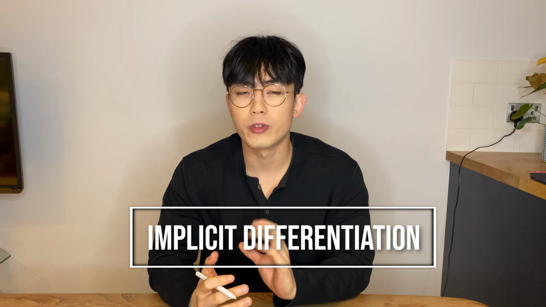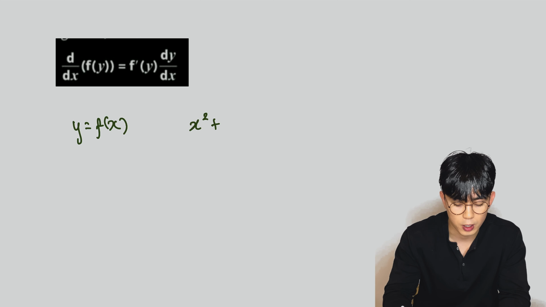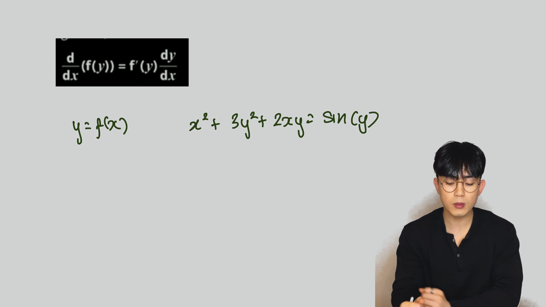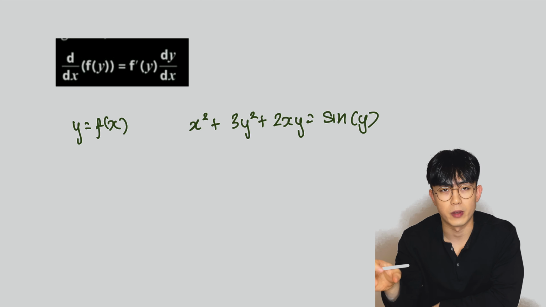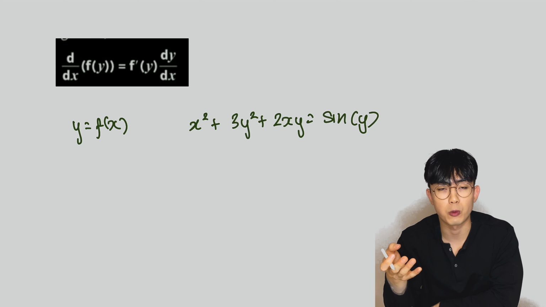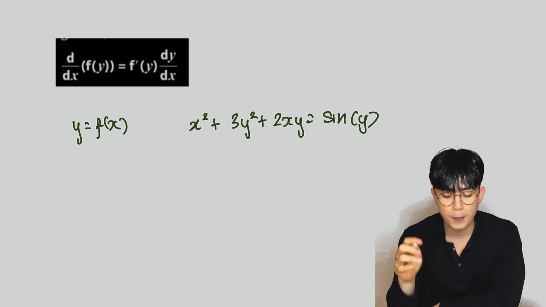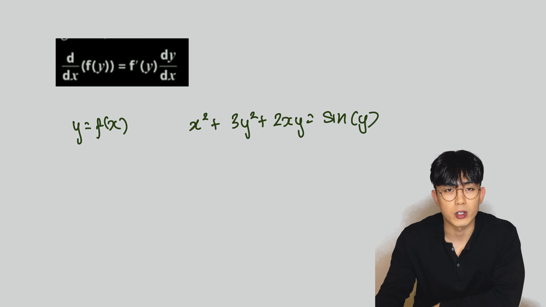So, i.e. y is cos x, y is sin x, y is x squared, and so on and so on. However, sometimes the equation itself might not be y in terms of x. For example, let's say x squared plus 3y squared plus 2xy is equal to sine y. As you can see, it's not y in terms of x. Ideally we would rearrange and make y the subject, right? However, for this kind of case, it's kind of difficult to do that.